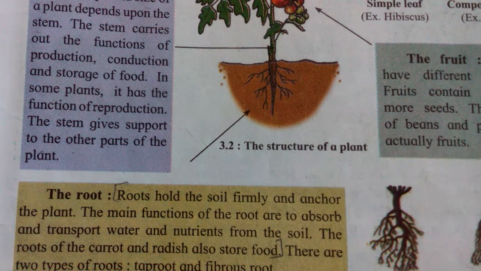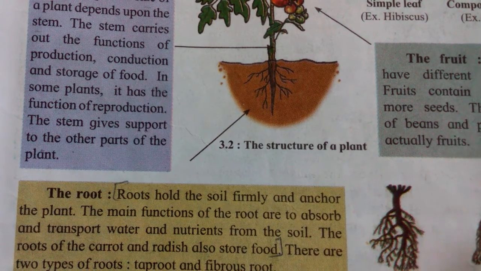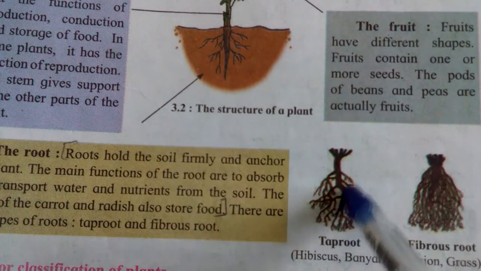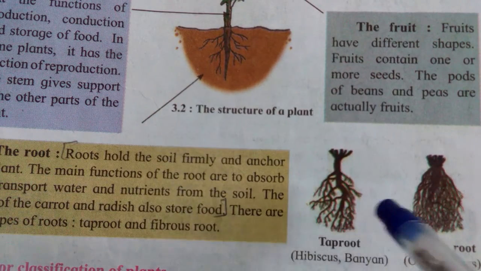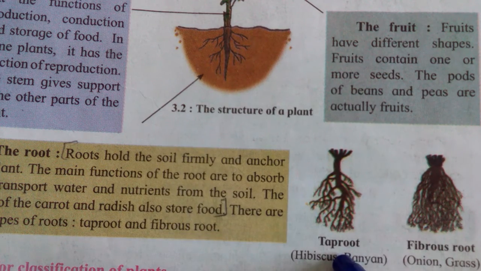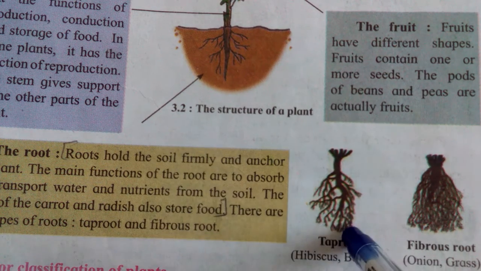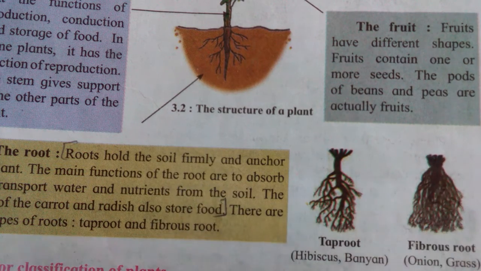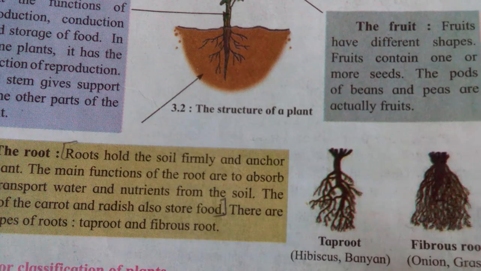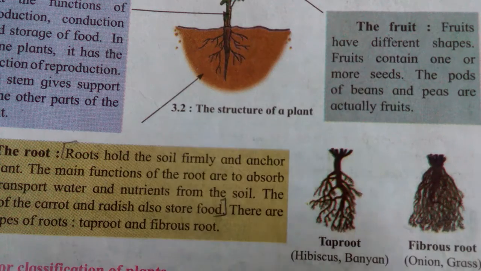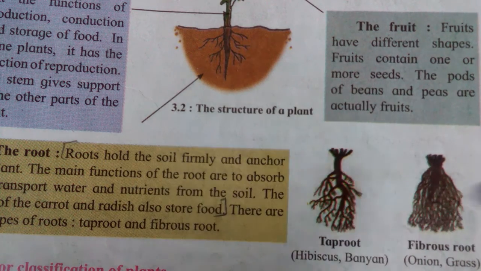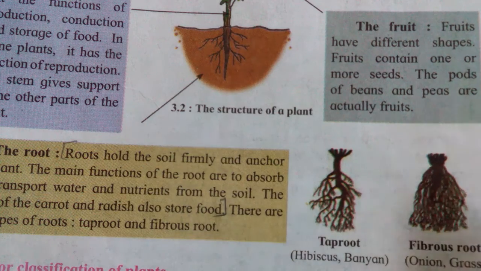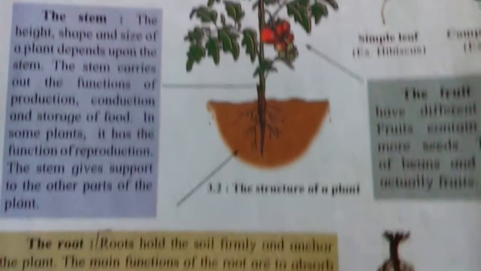And two types of roots are there. One is a tap root and the other one is a fibrous root. See this root, it is the tap root. In dicotyledon plants we see tap roots, and in monocotyledon plants we see the fibrous type of root. About that, we will take more information in a next standard.